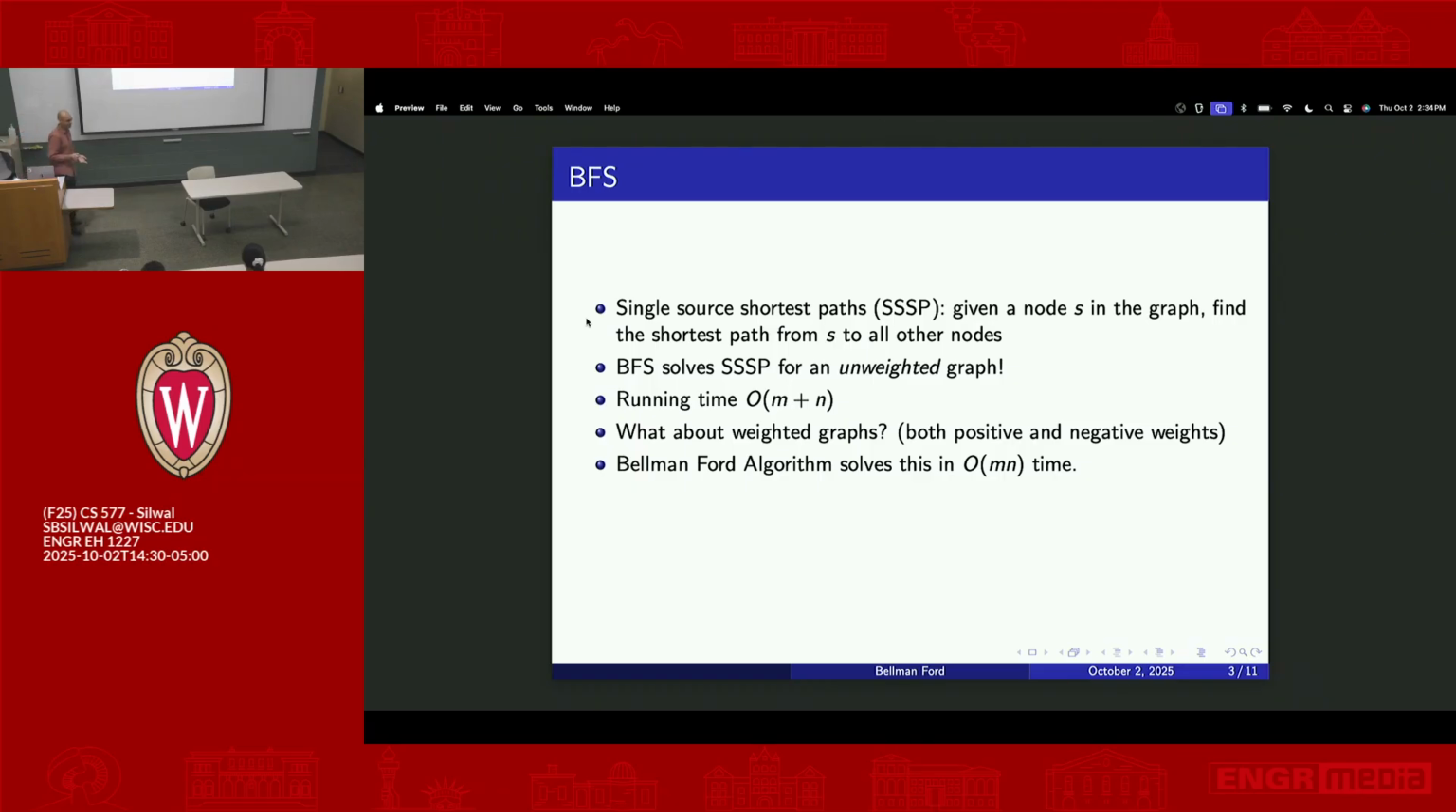So the rest of this class is about this really nice algorithm called the Bellman-Ford algorithm. It's named after two people that invented it at the same time in the 50s. It takes roughly O of m times n time. What it does is, if I give you a source node in the graph, and this graph is weighted, it'll find all the shortest paths from that node to every other node in O of m times n time.